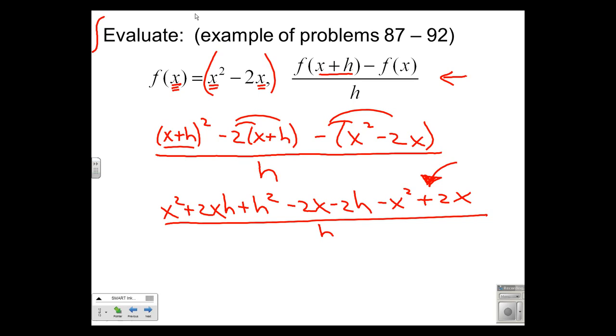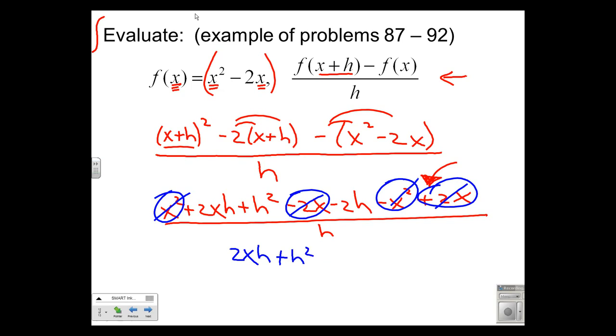So does anything good happen here? Well, I see I've got an x squared minus an x squared. I've got a minus 2x and a plus 2x. And I see my remaining terms. I have a 2xh plus an h squared minus a 2h, all divided by h, and there we go. I can cancel an h numerator and denominator, and I get 2x plus h minus 2. And there we have it. Probably worth reviewing that. For whatever reason, that tends to give some people some problems, but we'll be taking a look at more of those.